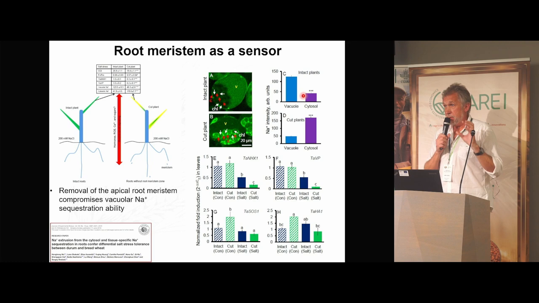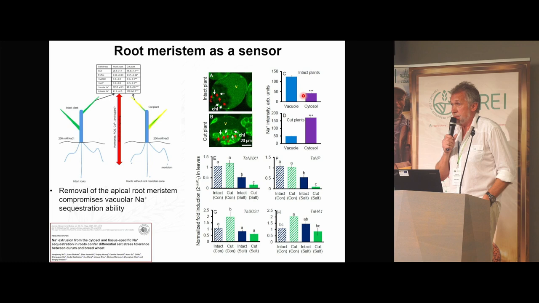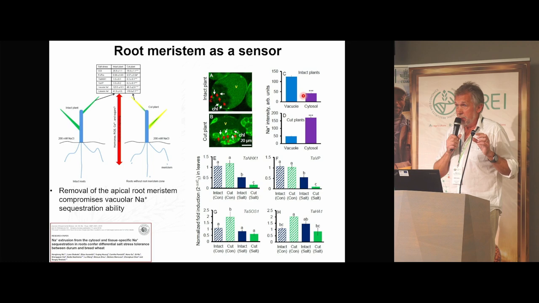So we have the change in expression level of NHX and transporter genes for proton pumps in the shoot, and we have the compromised ability to sequester sodium in shoot vacuoles due to inability to sense the salt stress. So again, if you analyze the ionic relations in the entire bulk of the root, you will be missing this point, right?